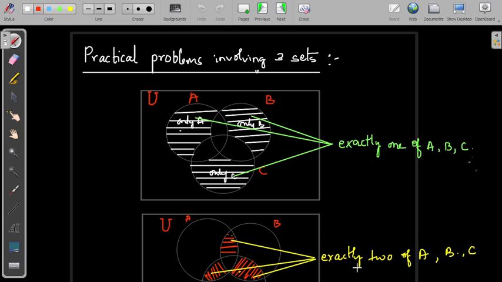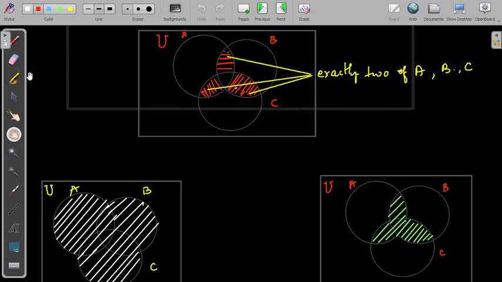Suppose the problem demands to find out exactly 2 of A, B, C. In that case, look at the Venn diagram. This region represents exactly A and B. This region represents exactly B and C. This region represents exactly A and C. When you add all these values, whatever values appear within these regions, that gives you exactly 2 of A, B, C. Exactly 2 in the sense it can be A and B, it can be B and C, and it can be A and C. This region we are not including because it includes all the three.